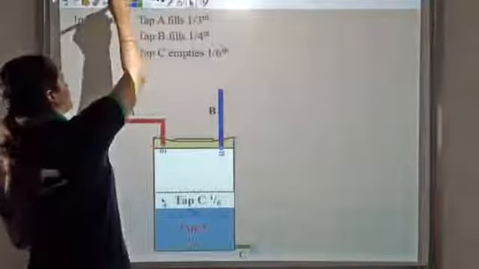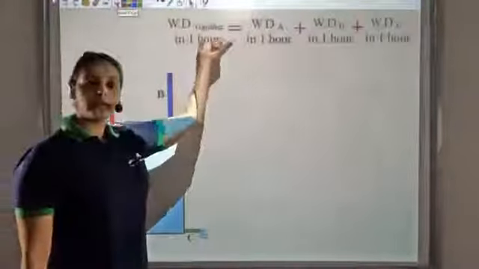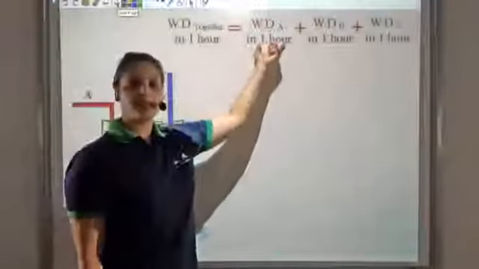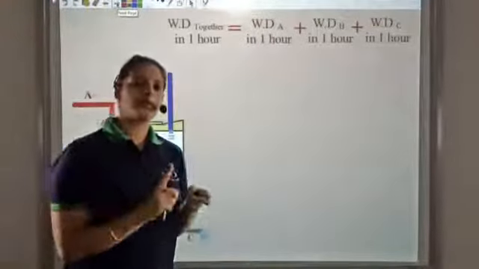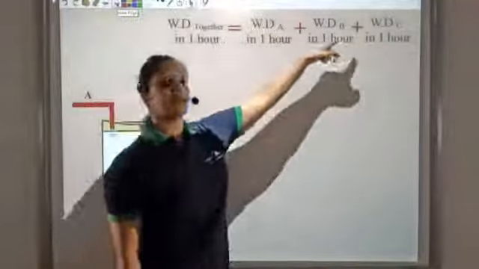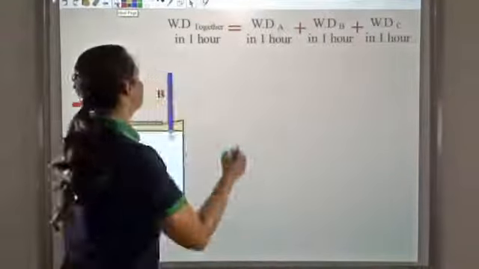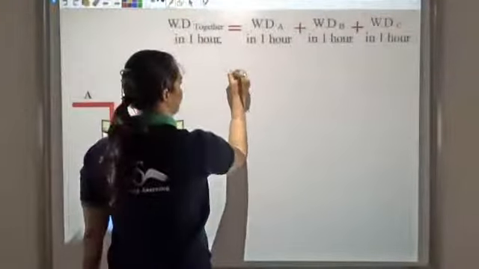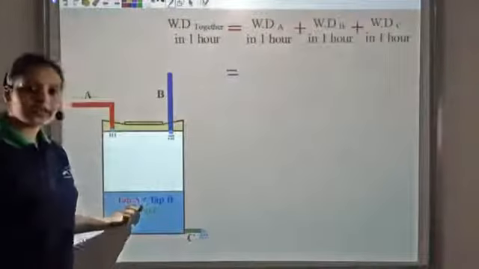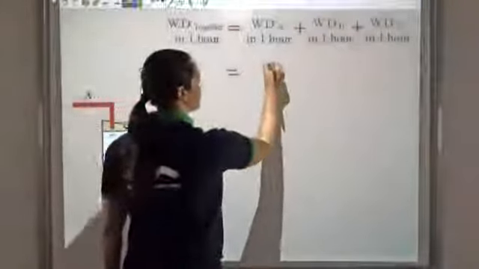So let's find what this amount is. We know work done together in 1 hour is work done by A in 1 hour plus work done by B in 1 hour plus work done by C in 1 hour. Now work done by A in 1 hour, A was doing 1/3 of the tank, filling 1/3 of the tank.